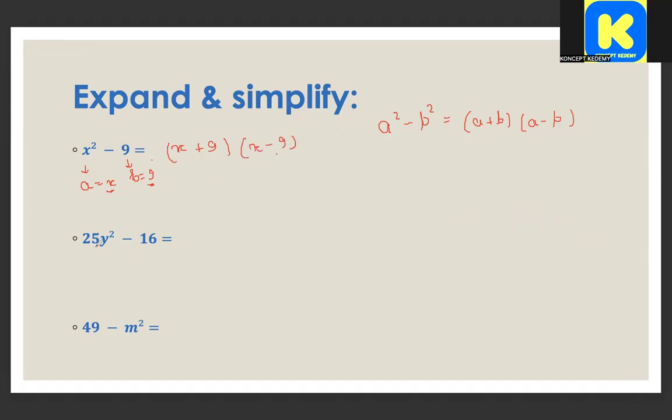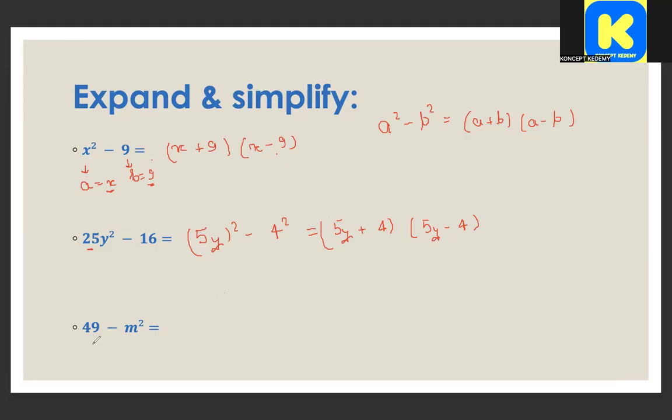The same way we can do this. This is 25, and we need to simplify it. So this 25 will become 5 square, which is 25. So 5y whole square minus this 16, which will become 4 square. So a square minus b square is a plus b and a minus b.